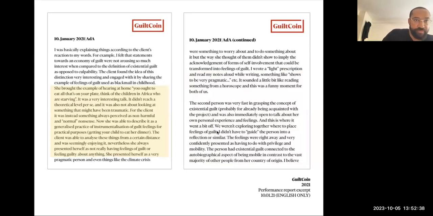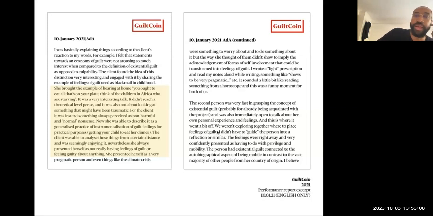January 10th. She brought the example of hearing at home, you ought to eat all that's on your plate. Think of the children in Africa who are starving. It was a very interesting talk. It didn't reach a theoretical level per se, and it was also not about looking at something that might have been traumatic. For the client, it was instead something always perceived as non-harmful and normal nonsense. Now she was able to describe it as a generalized practice of instrumentalization of guilt feelings for practical purposes, getting your child to eat her dinner.